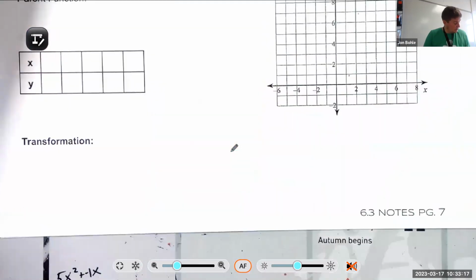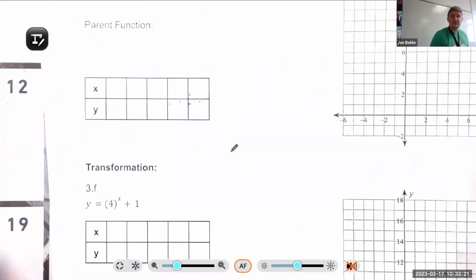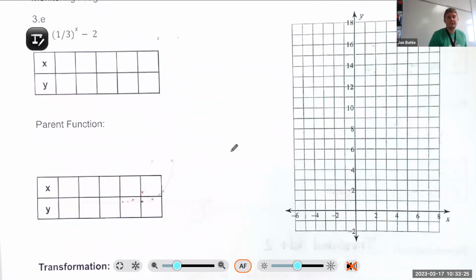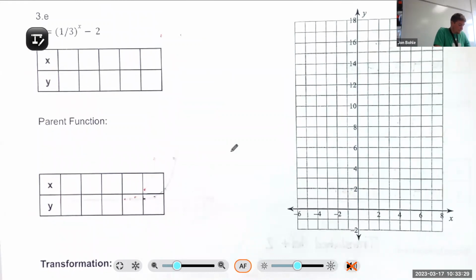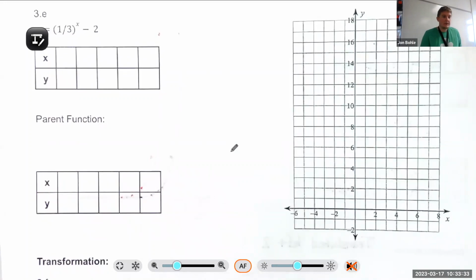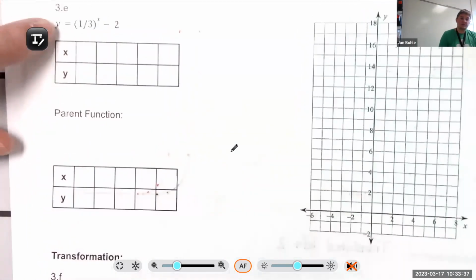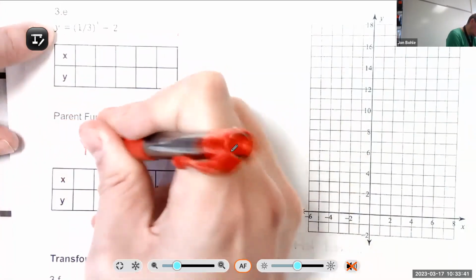I think we're on page 6. So we're going to jump forward to page 6. All right. So again, we want to graph the parent function. Anybody remember what the parent function to y equals 1/3 to the x minus 2 is? Just 1/3 to the x power.